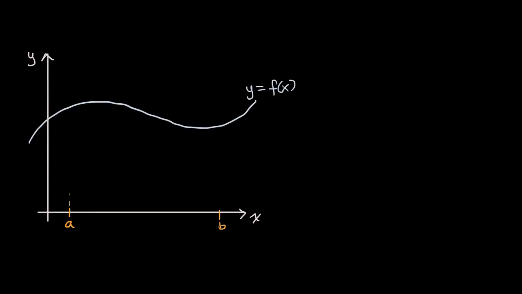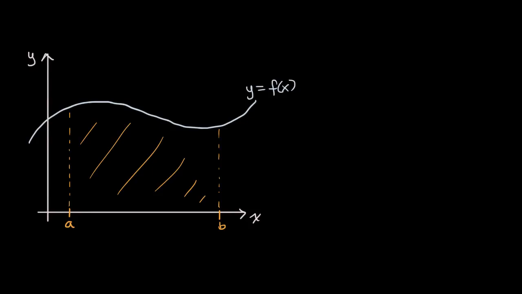So let me draw these boundaries right over here. That's our left boundary. This is our right boundary. And we want to think about this area right over here. Well, without calculus, you can actually get better and better approximations for it. How would you do it?